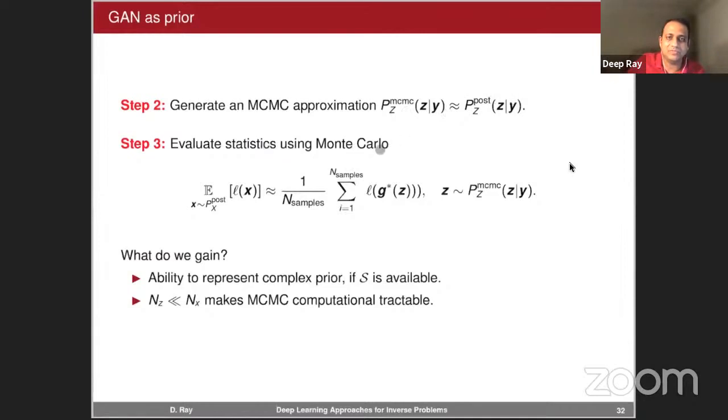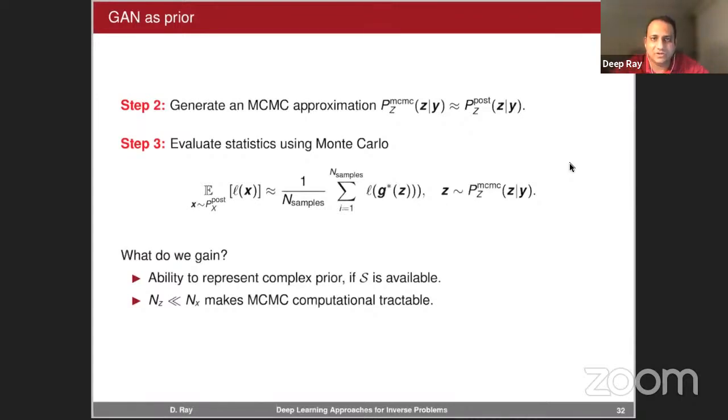And then the final step is you do some Monte Carlo empirical averaging to evaluate whatever statistics you want, where you first use the Markov chain generated by the MCMC algorithm, push that through G star to get samples in X, and then you can evaluate statistics with respect to it, right? And this is how you can use GAN as a prior to approximate the prior information, reduce everything to the latent space of the GAN, which is much lower dimensional than the dimension of X. So you have dimension reduction, so you can do MCMC sampling. So what we gain is, first of all, you can represent very complex looking priors, provided the data set S is available to you, and MCMC computations become tractable because you're doing this in a lower dimensional space.